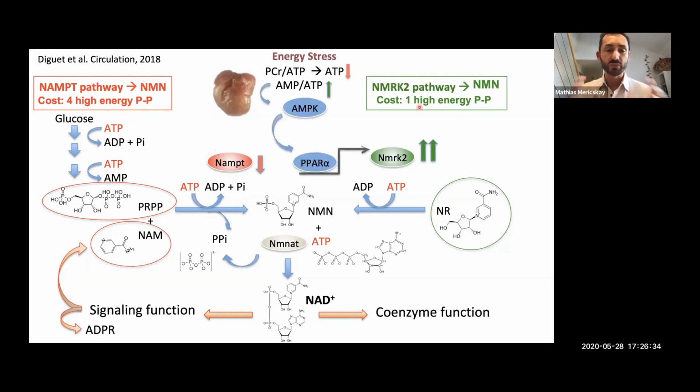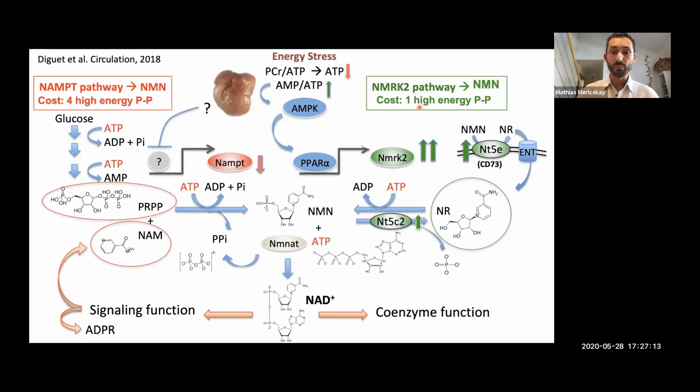That's the kind of thing that directed us toward looking at whether NMRK2 could actually be an energy stress response gene. And in fact, we showed in vitro that it's responsive to AMPK activation, through recruitment of PPAR alpha on the promoter of NMRK2. On the other hand, we still don't know exactly why NAMPT's decline is repressed in this model, but interestingly, it's a common feature of most heart failure models, and nobody knows exactly how the NAMPT gene is regulated in that context.